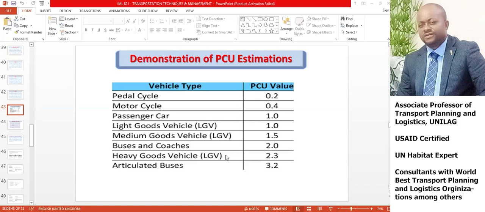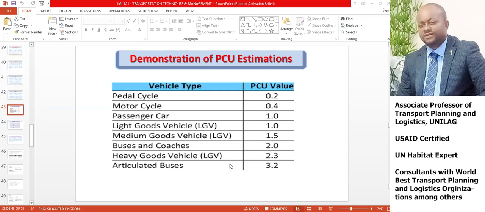What of the HGV? What if it is HGV and we have 2.3 as the multiplying value, and this place is 1,800? What will be the total PCU for the first one? 4,140. How did you arrive at that? 2.3 times 1,800. Yes.